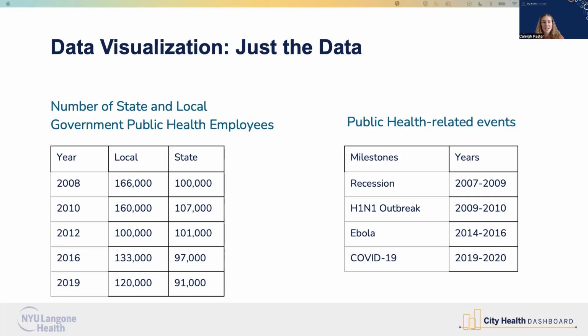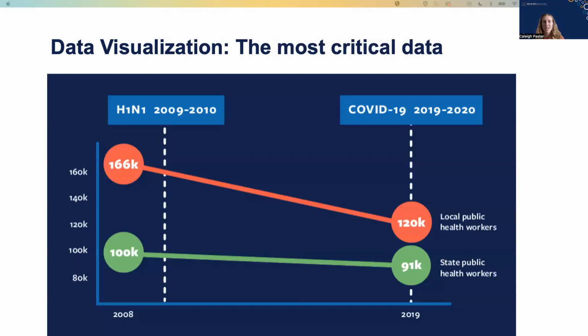So let's take the data in this chart and turn it into a graph that might be a little easier to understand. I've taken the data that was in the chart and put it into a graph form that's, I think, a little easier to understand. We've color coded it. So now it's local public health workers in red and state public health workers in green. And the take home message is pretty evident in that we have fewer public health workers now than we did during our last outbreak. So this is a pretty easy key message for viewers to take away.